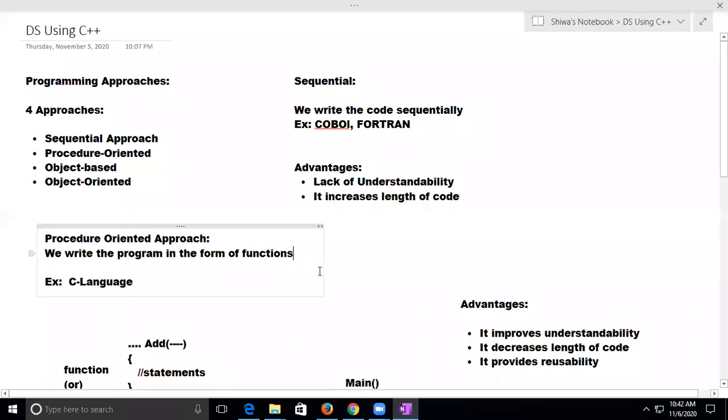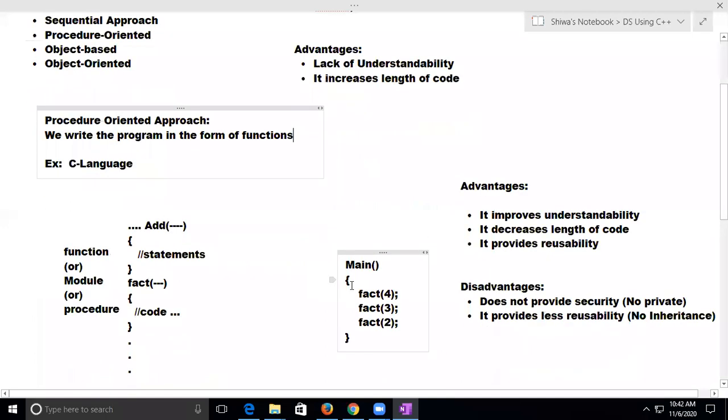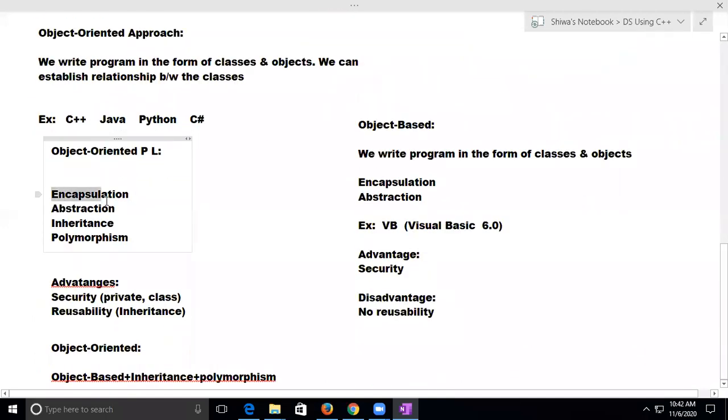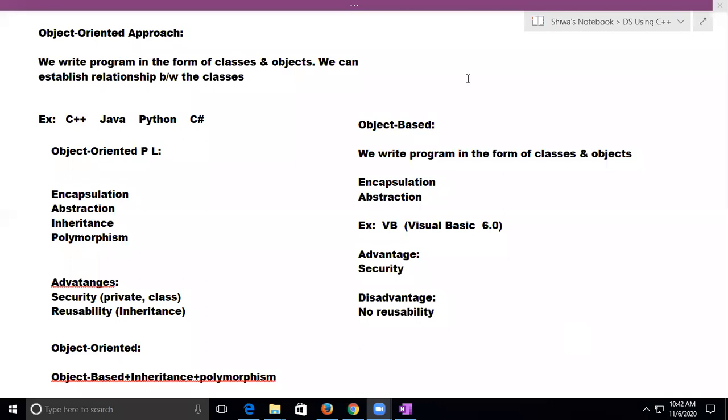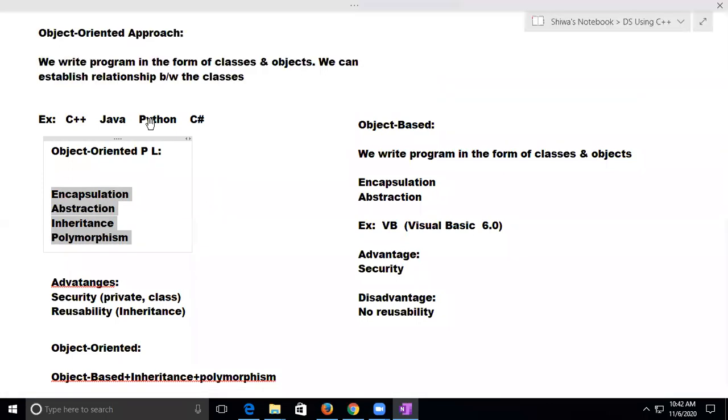Now see here. I used some terms like encapsulation, abstraction, inheritance, and polymorphism. Then what is encapsulation? What is abstraction? What is inheritance? And what is polymorphism? That part I will talk about in the next session. The topic name is OOPS concepts. So just this is the general class.